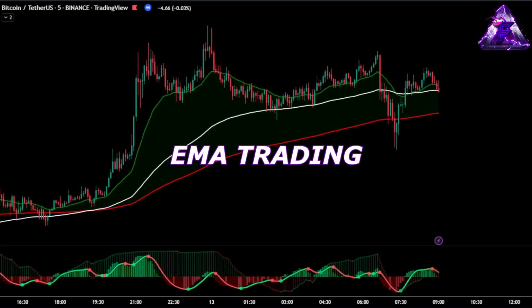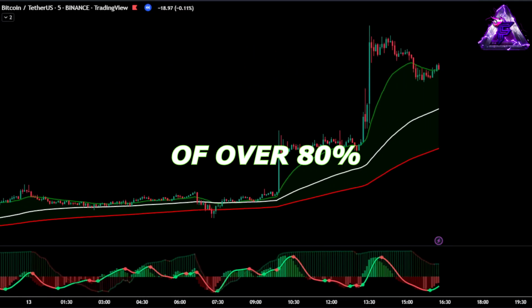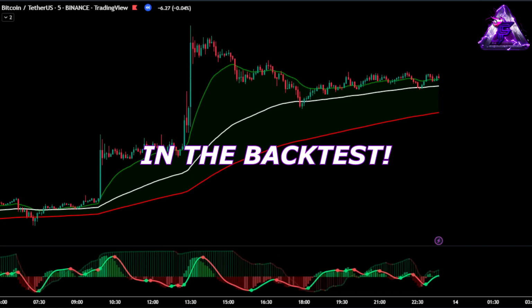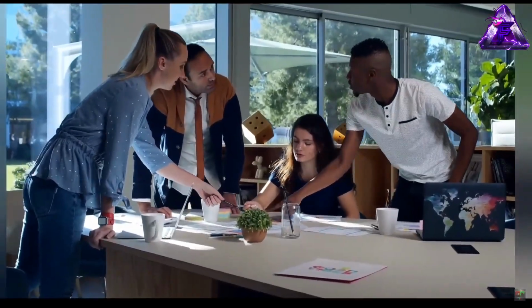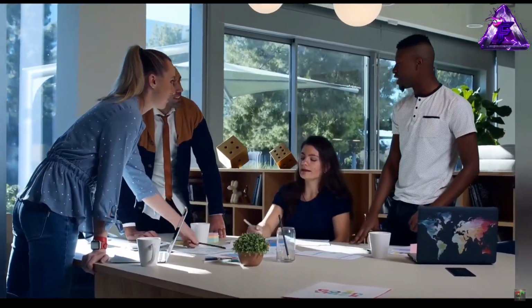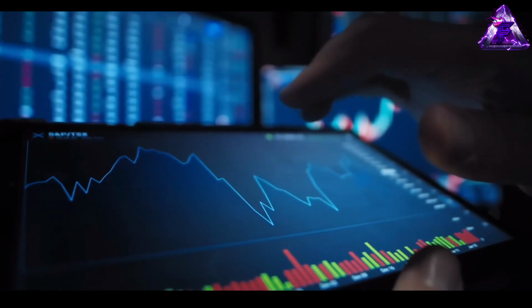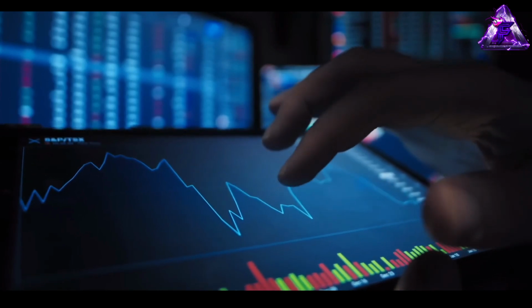This simple EMA trading strategy had a win rate of over 80% in the backtest. I'll be showing you exactly how the strategy works and which indicators we will be using. The strategy uses a fixed set of rules to make sure that you will know exactly when to enter into a position.